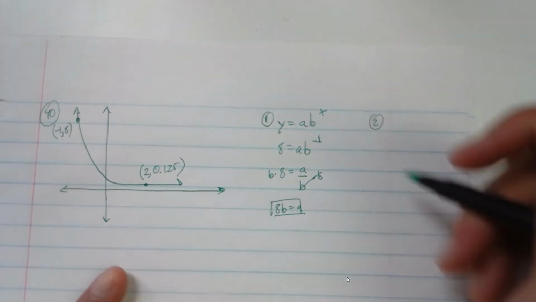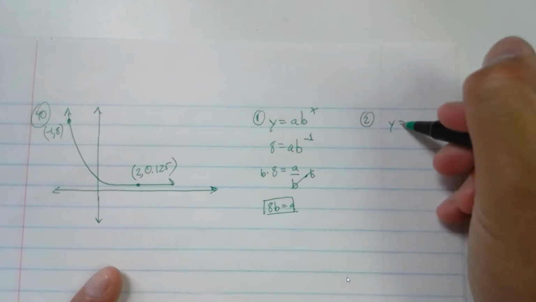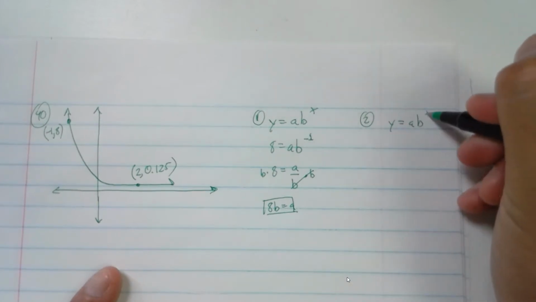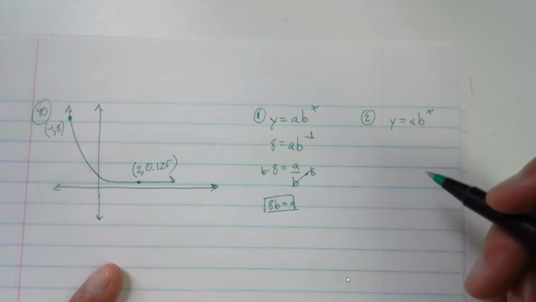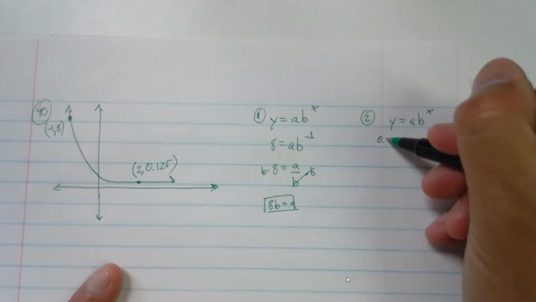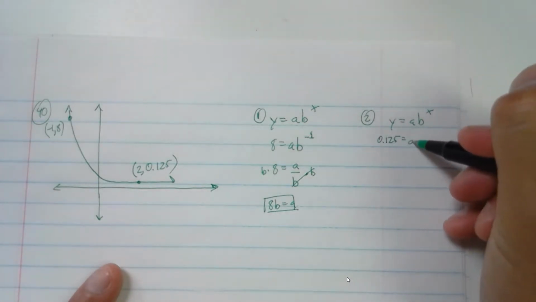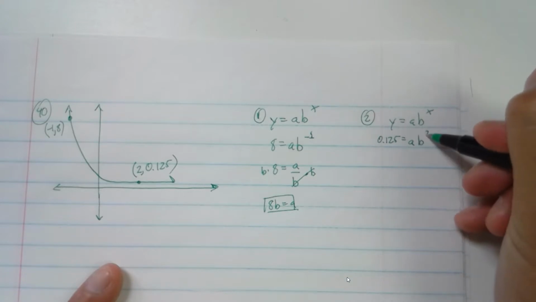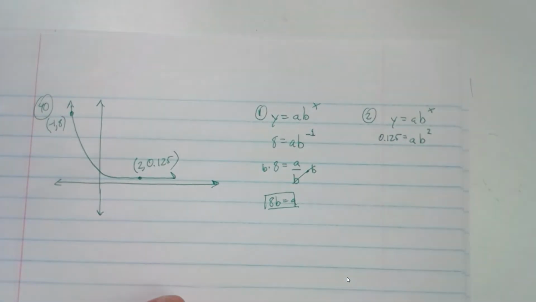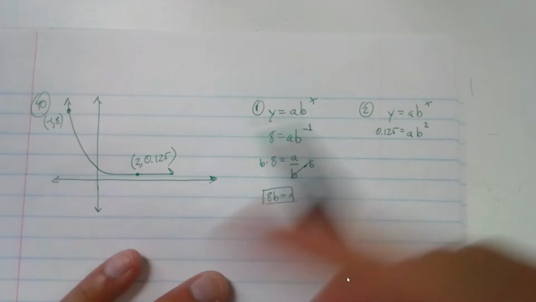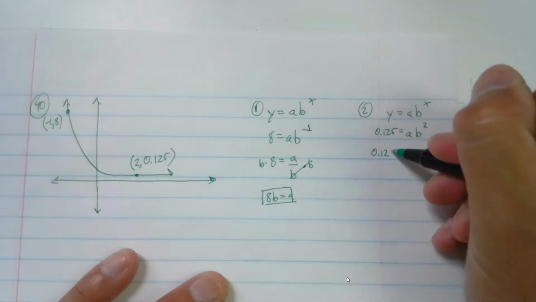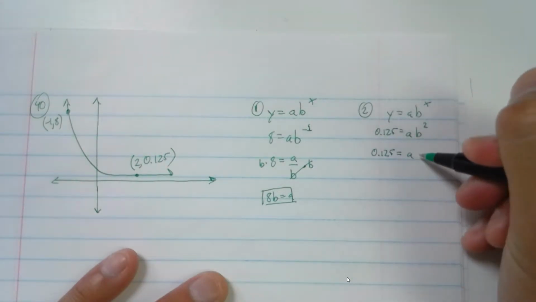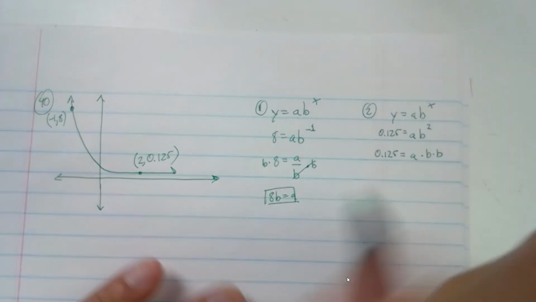Okay. And my second step is let's start over again with y is equal to ab to the x power. And this time let's use the other point, which is 0.125 is equal to a times b to the second power. And then this time let's write out what that actually looks like, a times b times b. What does b squared actually look like?